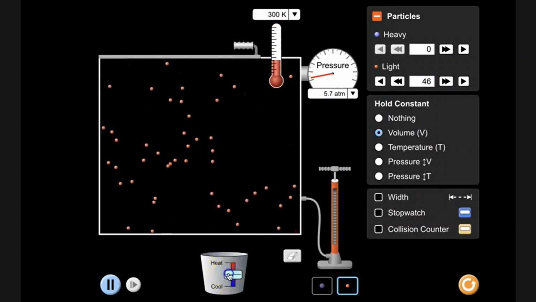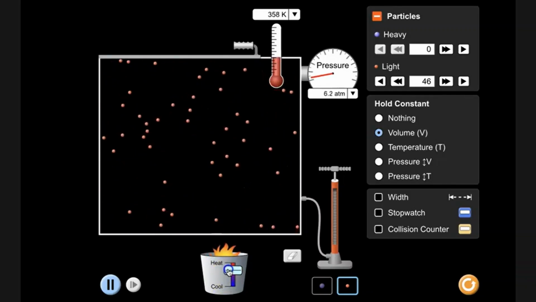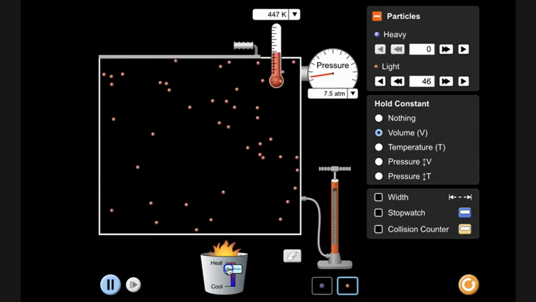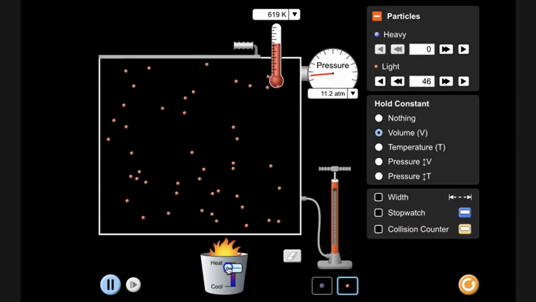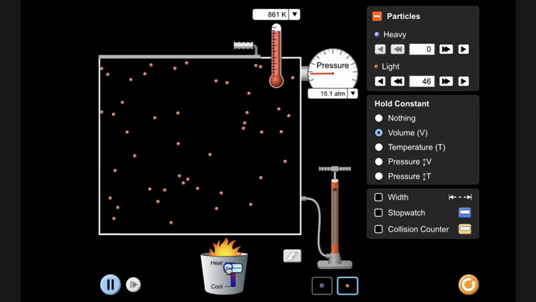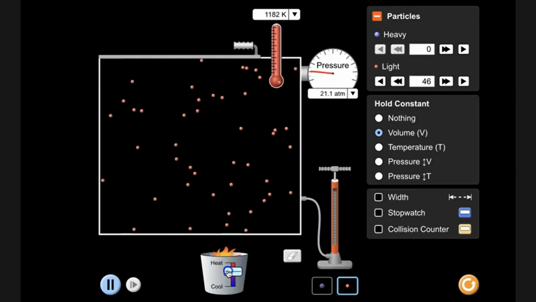So if I increase my temperature a little bit, those particles have more energy, they're going to have more collisions, and we notice that my pressure is increasing. So I'll increase the temperature a little bit more. Again, my temperature is going up, and therefore so is my pressure. I'm down at 13, 14, 15. We see those collisions happening on their own too.